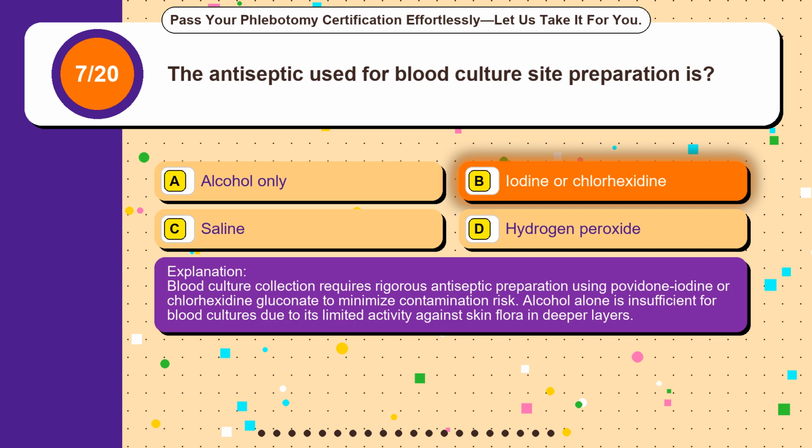Blood culture collection requires rigorous antiseptic preparation using povidone iodine or chlorhexidine gluconate to minimize contamination risk. Alcohol alone is insufficient for blood cultures due to its limited activity against skin flora in deeper layers.